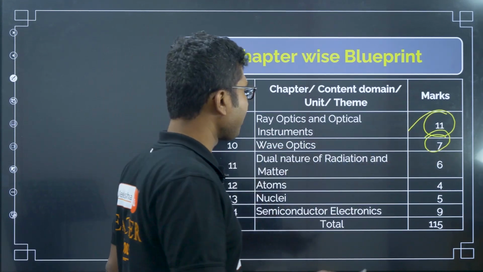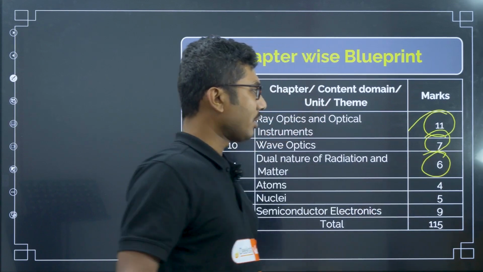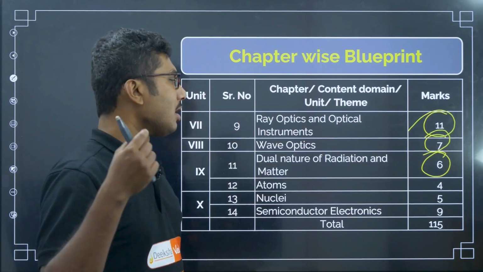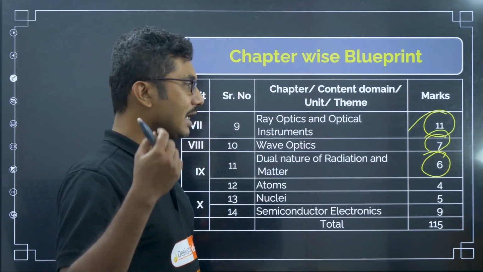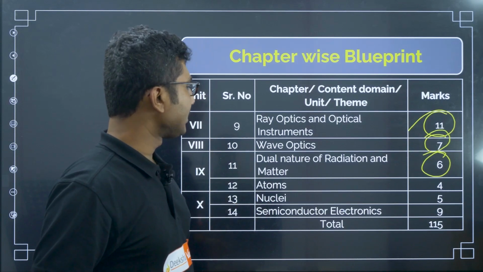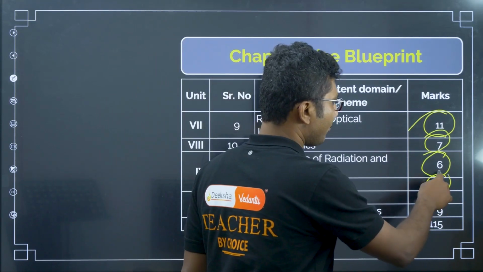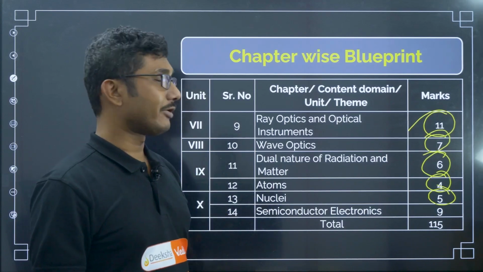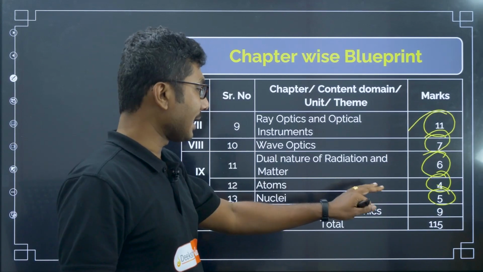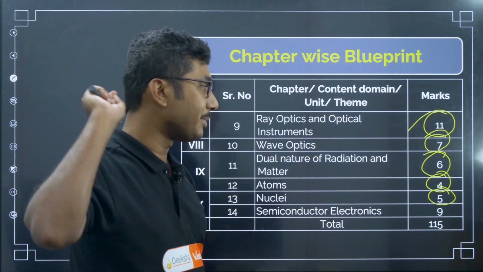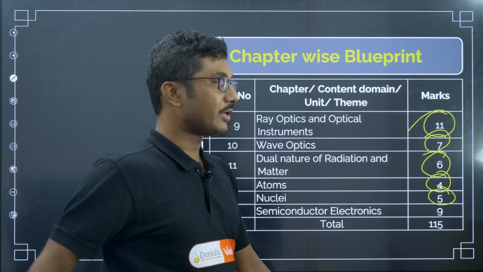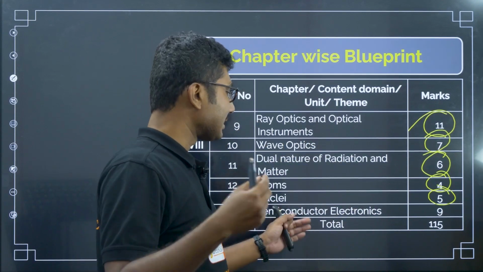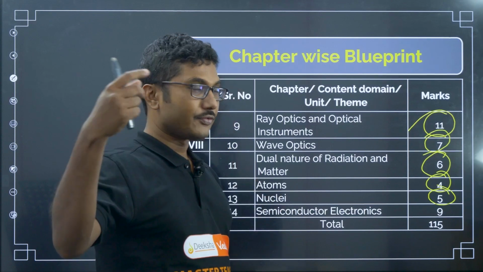Dual nature of radiation and matter, only 6 marks are coming, one objective and one 5-mark question. Every year they ask this question. Next, atoms and nuclei, sister chapters, one chapter 4 marks, another chapter 5 marks. Semiconductor electronics is a very important chapter, and one 5-mark question comes every year from it. We will discuss that when we discuss the chapters in our future videos.